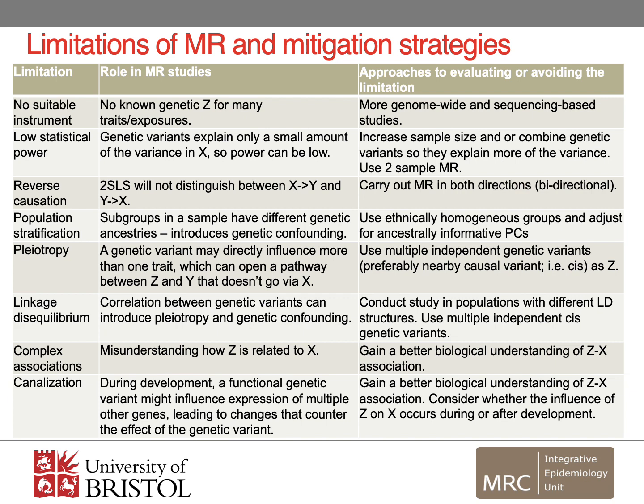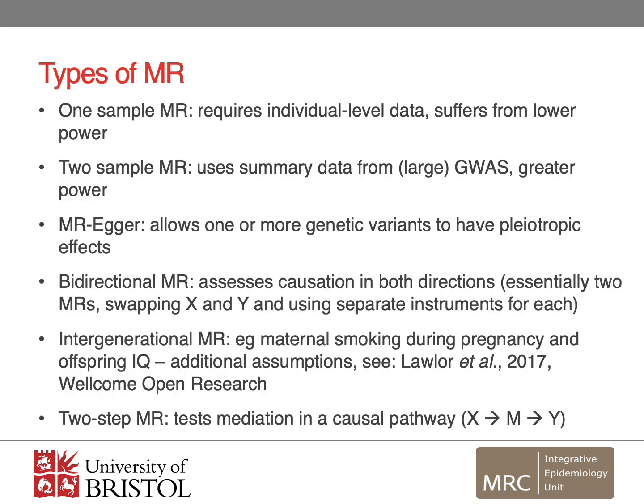For example, a variant in ALDH2 is strongly associated with alcohol consumption, but because alcohol exposure is something that generally occurs after development in adulthood, this variant is unlikely to be subject to canalization.